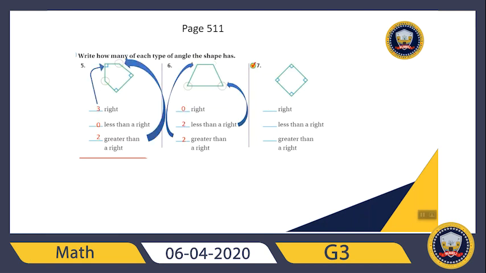Next picture, it shows 4 right corners. There is no less than a right and there is no greater than a right. That's it. Just 4 right angles.